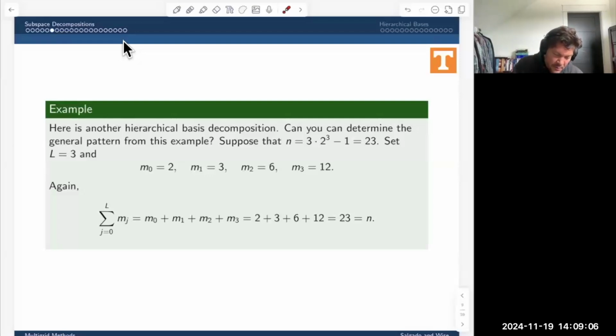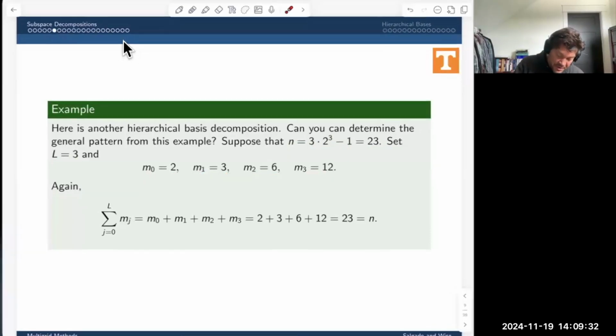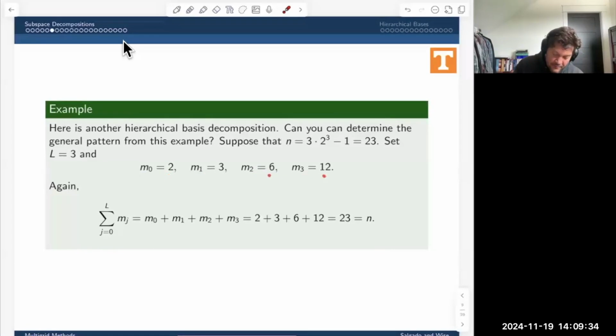This one I'm gonna throw a curveball to you because I'm gonna set n to be equal to 3 times 2 to the power of 3 minus 1. So that number is going to be 3 times 8 minus 1, 24 minus 1, 23. I'm going to set 3 levels. The L in this case is exactly equal to that number, curiously. And I'm going to choose my M numbers, the sizes of these decompositions, to be 2, 3, 6, and 12. And I notice once again that 2 plus 3 plus 6 plus 12 equals 23.